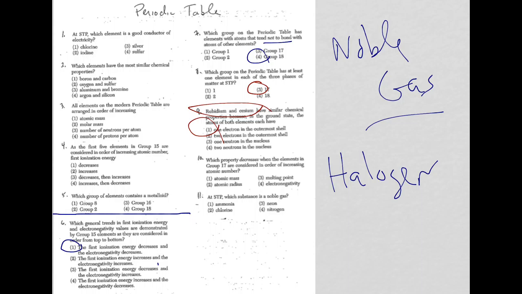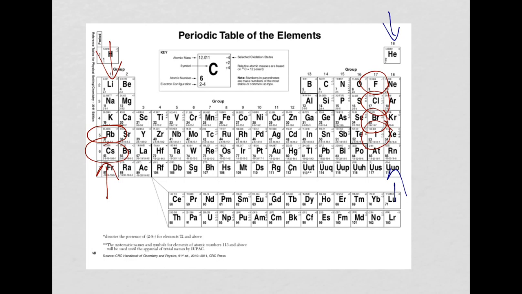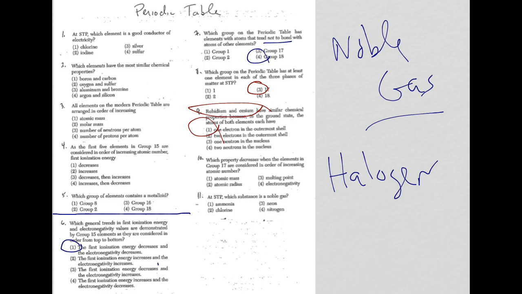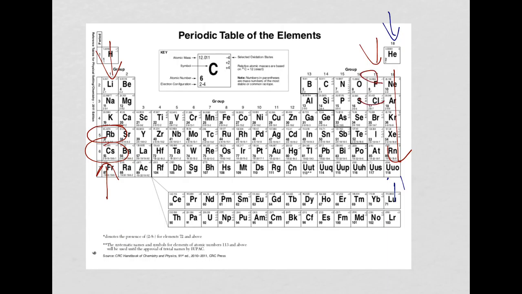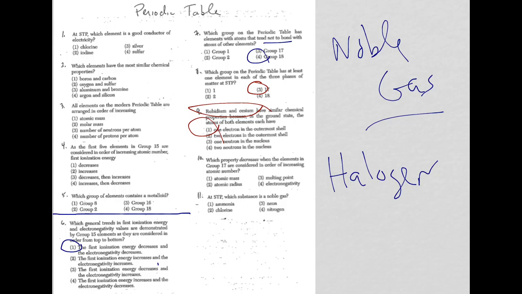Number 10, which property decreases when the elements in group 17 are considered in order of increasing atomic number? All right, so we've got to watch the wording here. So we're dealing with group 17. Here they are. Those are those halogens again. Increasing atomic number means we're going down, and we're looking at properties. Atomic mass, atomic radius, melting point, electronegativity. So we're looking at what's decreasing. Well, the masses, as I go down, are increasing, so that definitely cannot be an answer. That's the wrong choice. So we're looking at atomic radius, melting point, electronegativity.